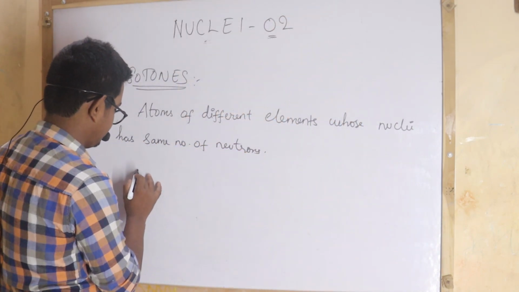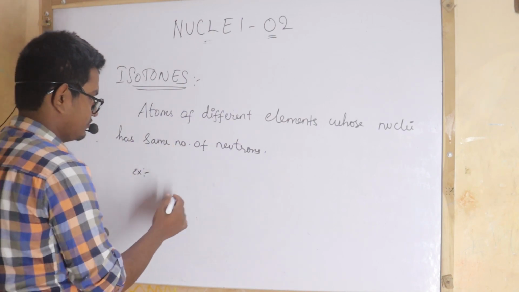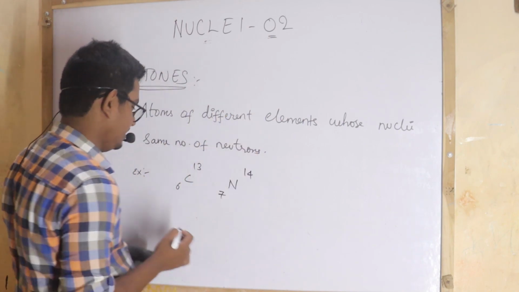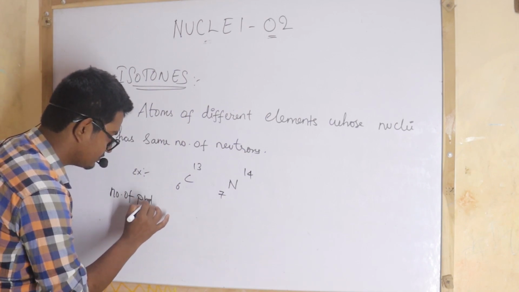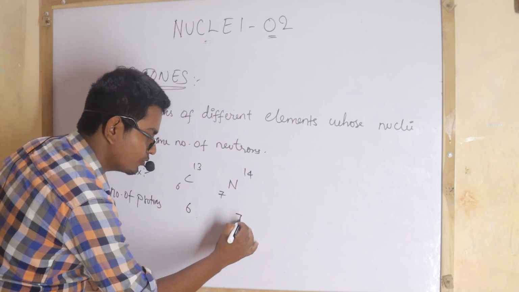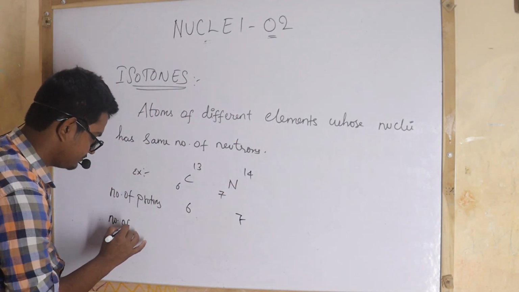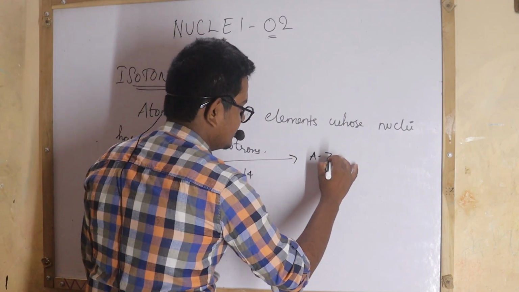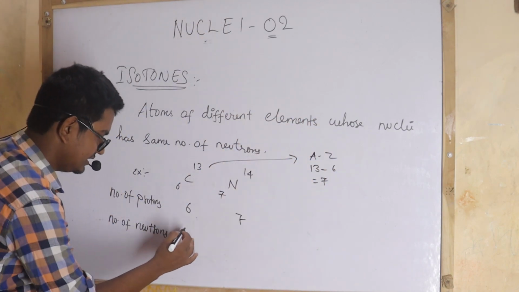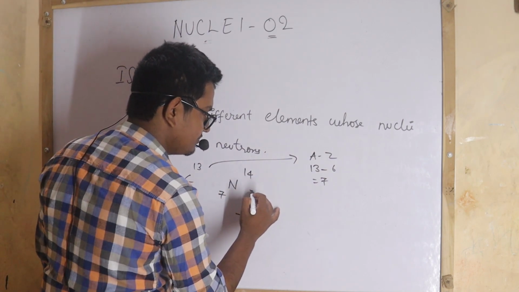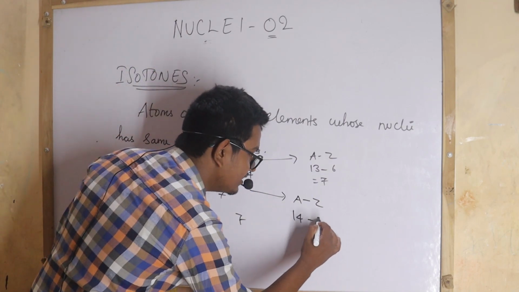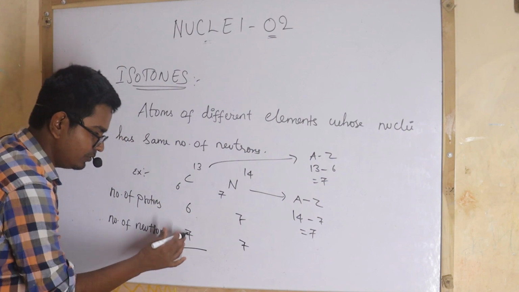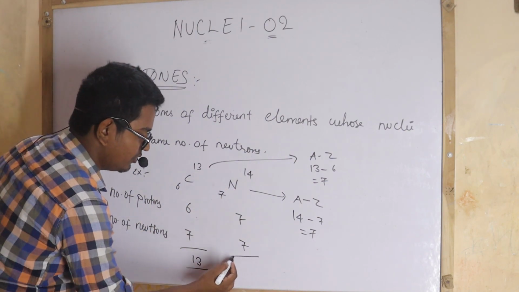Example, as you can see here. Here the number of protons is 6. Here the number of protons is 7. Next, number of neutrons. Number of neutrons here is nothing but 13 minus 6, A minus Z, that is equal to 7. Now for this nitrogen element, A minus Z is nothing but 14 minus 7, that is equal to 7. So I can write the number of neutrons in the nitrogen element is 7. Here the number of nucleons is 13. Here the number of nucleons is 14.